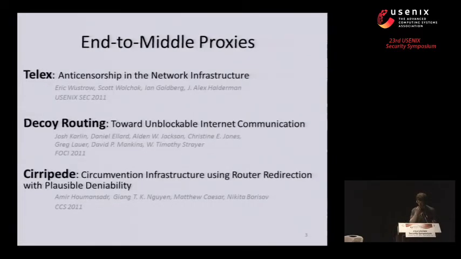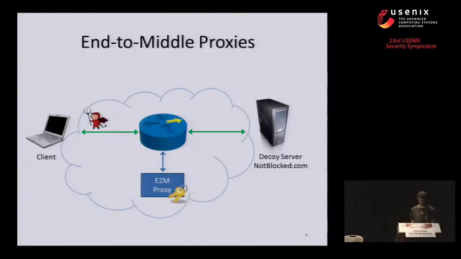And there's been a number of attempts in recent years trying to address a way to get around this type of censorship. In particular, there's this technique called end-to-middle proxies, and in particular, 3 designs that fall under this category: Telex, Decoy Routing, and Cirripede, presented all in 2011. And these designs have their own characteristics, but in general, the way that end-to-middle proxies work is that a client is trying to get to a blocked website that their censor is keeping them from accessing, either through DNS blocking or IP blocking or something like that.